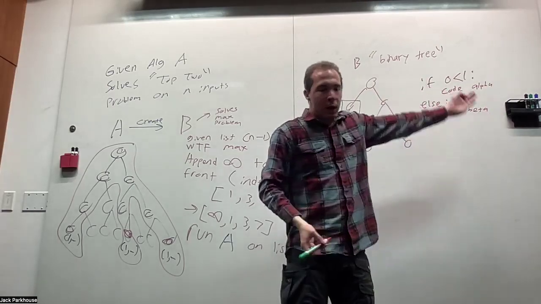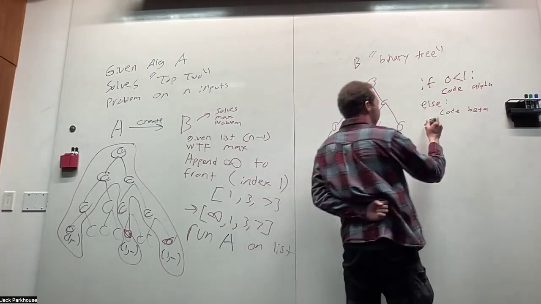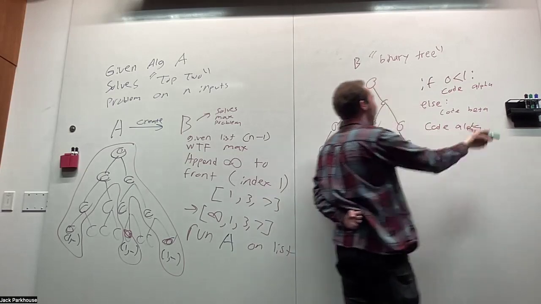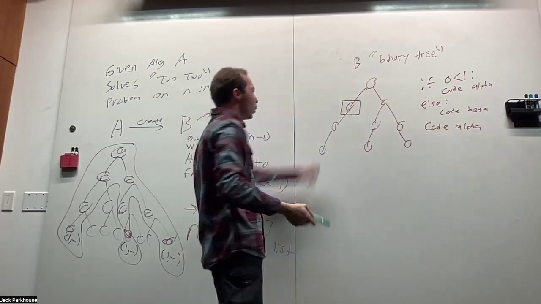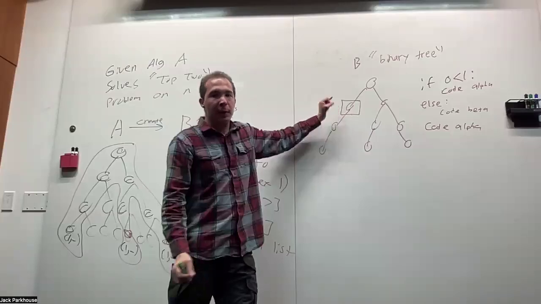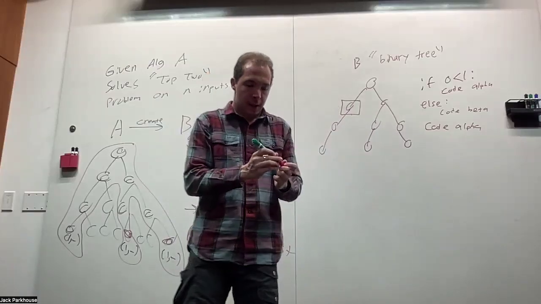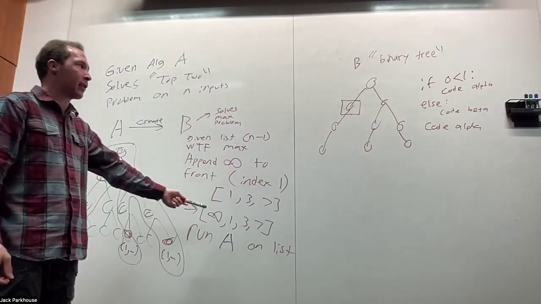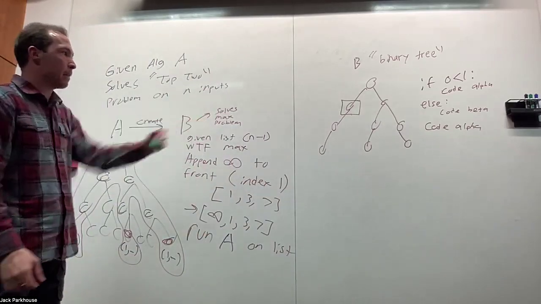But 0 is less than 1. So this code would be the same as just running code alpha. And it's similar over here. We're doing an operation that we don't need to do. And so simply running this code on this new list gets us this binary tree.